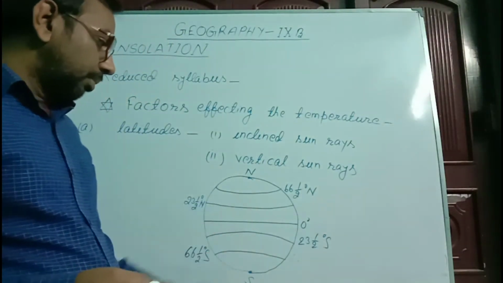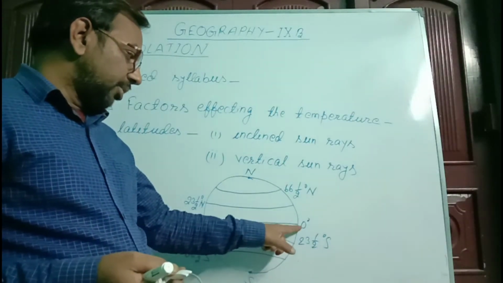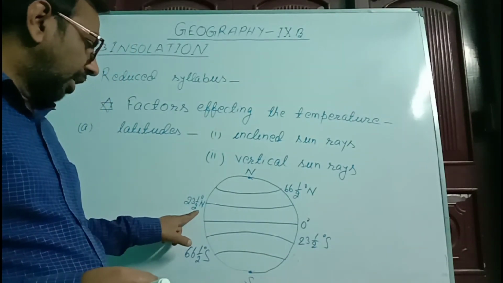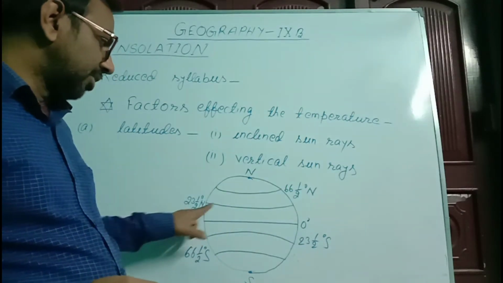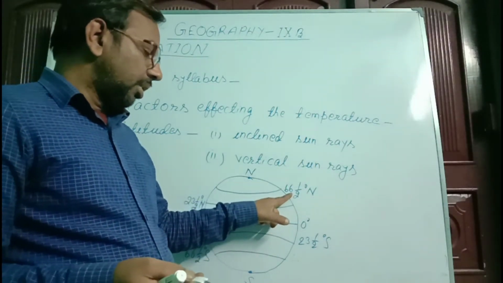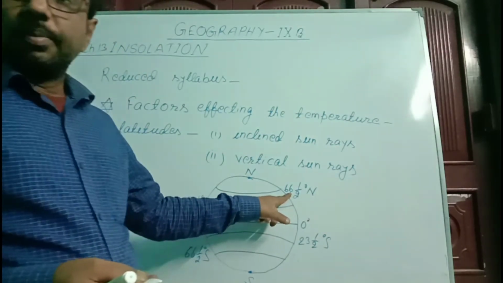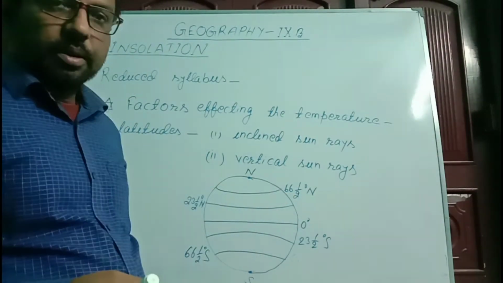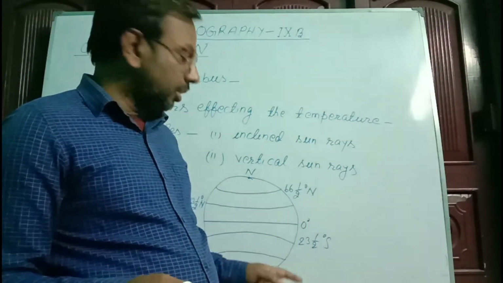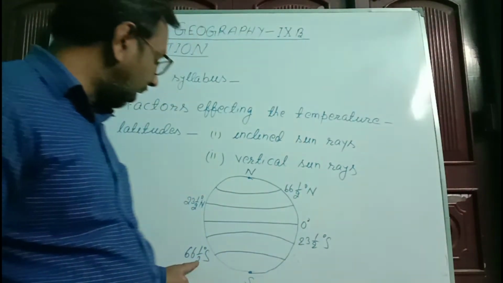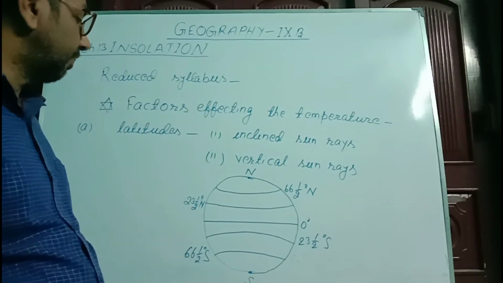Now we come to the globe. This is equator 0 degree, 23.5 degree north, 66.5 degree north. This is Tropic of Cancer. This is Tropic of Capricorn. And these two, 66.5 degree north and 66.5 degree south. These two are frigid zone.